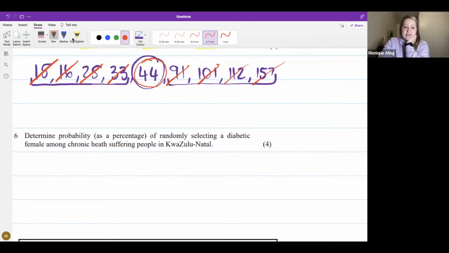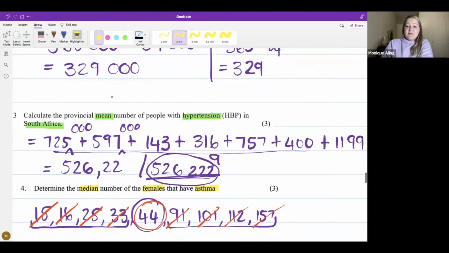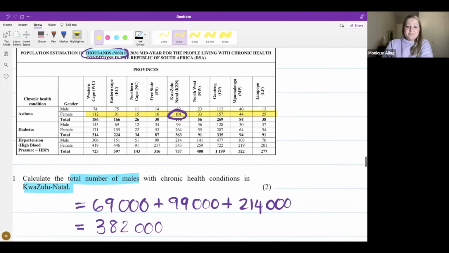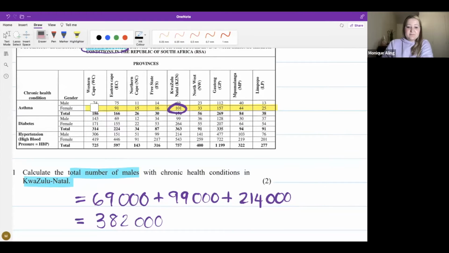Okay. So selecting a diabetic female among everyone that is sick in KZN. Okay, so let's go have a look at those stats. Okay, we're looking at KZN specifically. Jasmine's raised their hand. Yes, Jasmine.